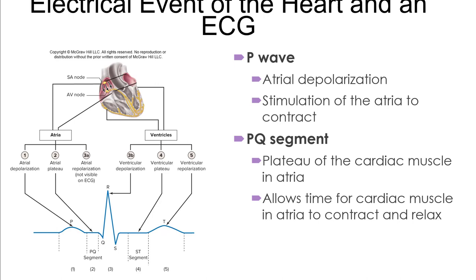Now, the next major wave that we have is the QRS, and this is dealing with the ventricle. But the time between the end of the P and the beginning of the QRS is referred to as the PQ segment. And you see this plateau. Well, this is going to be the plateau of that cardiac muscle cycle with the potassium and the calcium. And this is going to be a time when the cardiac muscle in the atria are being able to contract and then relax.